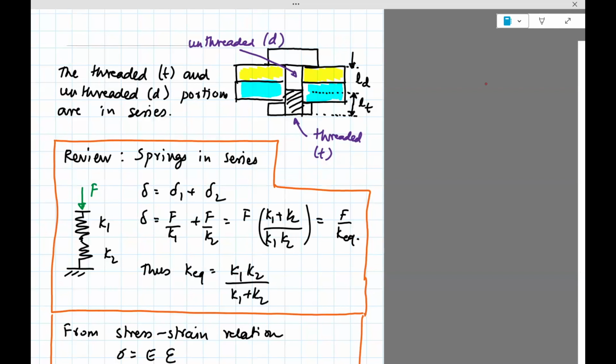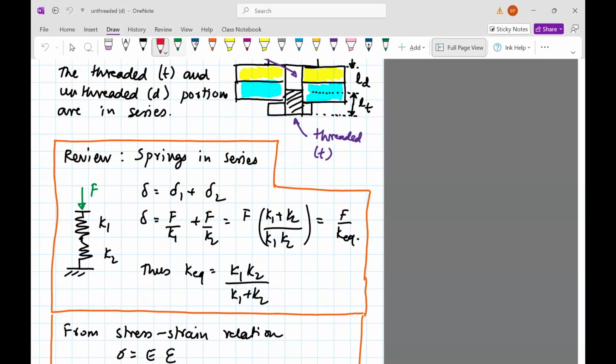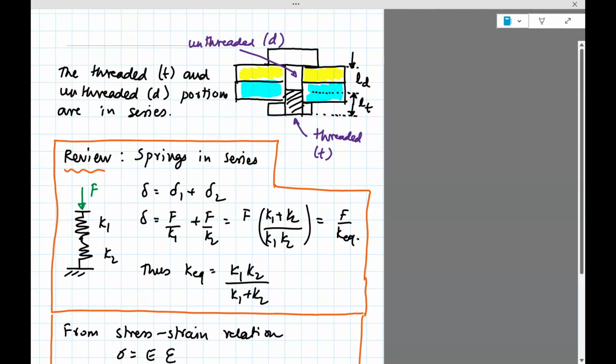Okay, so here's a setup where you have a screw which is partly threaded and partly unthreaded, and it has two members, which I've shown there. In order to compute the stiffness, I'll review something you've probably done a long time back. We have springs in series. So a setup like this, K1, K2, you might have learned about this in vibrations class, 308, and we also learned about it in 347. Okay, springs in series.